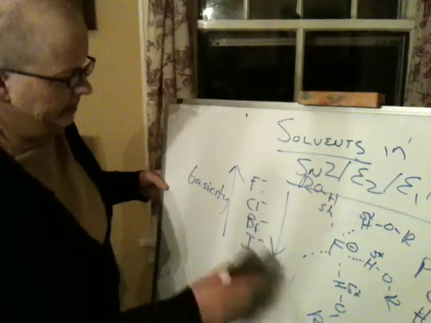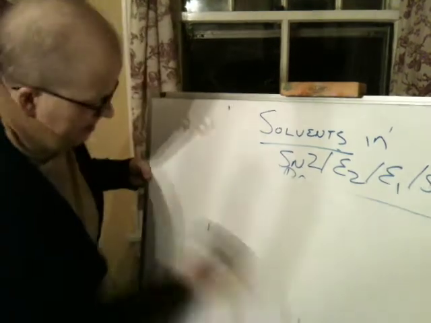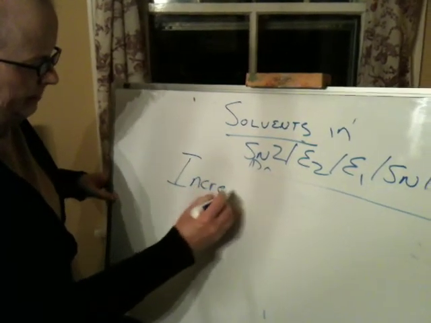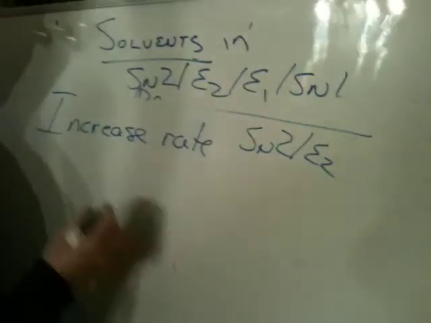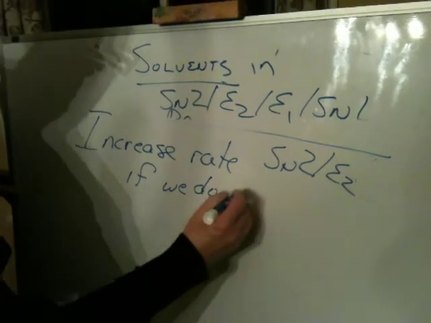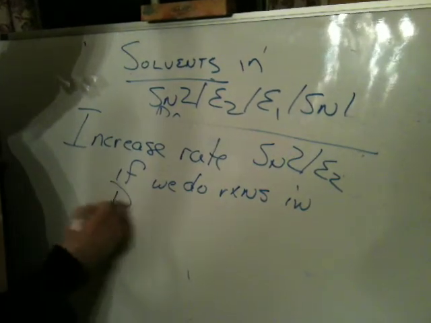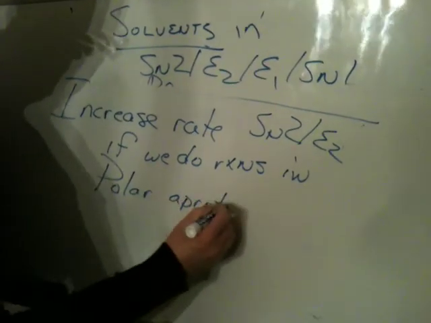So what we find is that we can really increase the rate of the bimolecular reactions. Those are the ones that are SN2 and E2 if we do the reactions in what are called polar aprotic solvents.